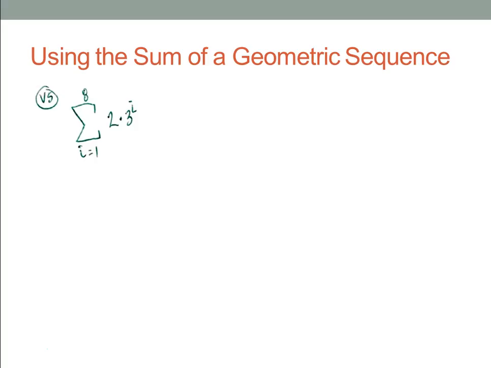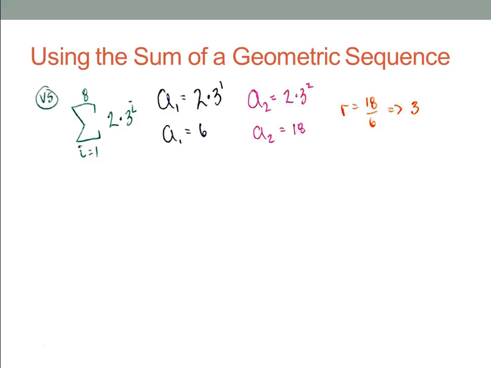All right, so let's find the sum of a geometric sequence. This is where we start. This is where we end. This is the number that changes. So the first term is 6. The second term is 18. And the reason I do the second term is because I want to find the ratio. So 18 divided by 6 is definitely 3.